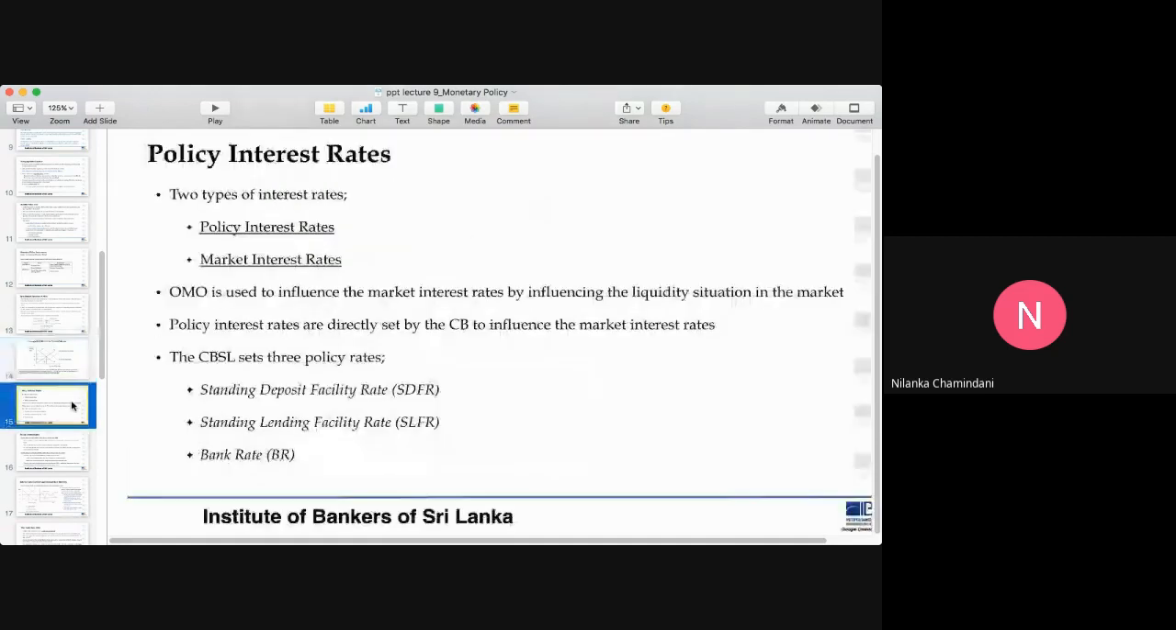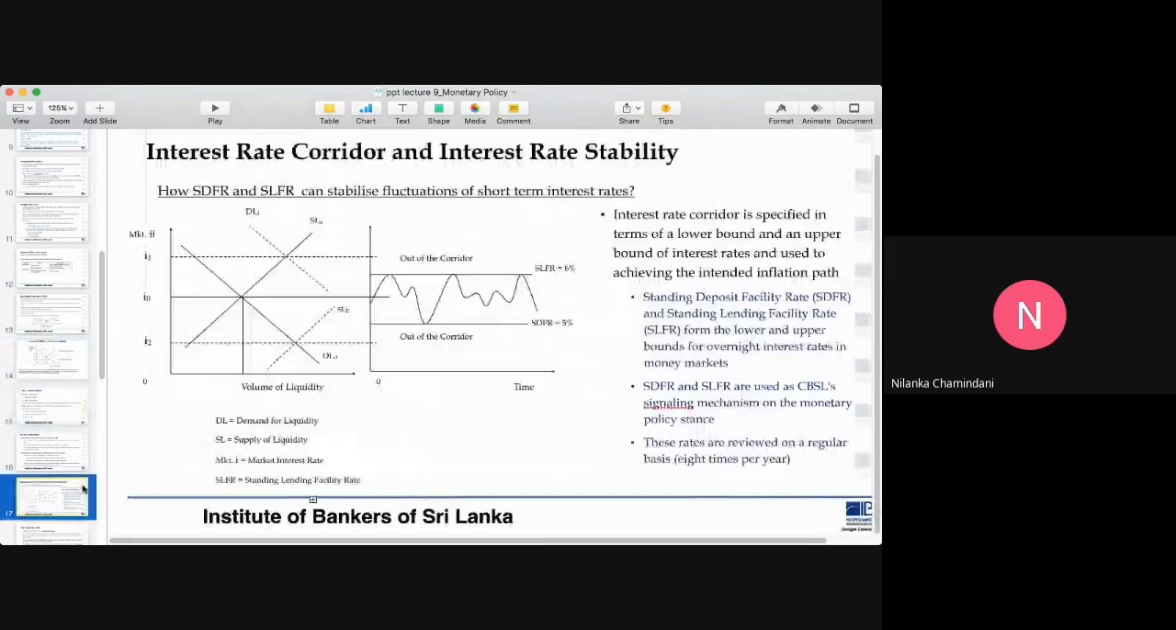Then we discussed the policy interest rates, and then the interest rate corridor as well. The interest rate corridor is specified in terms of a lower bound and an upper bound of interest rates, and is used to achieve the intended inflation path. So we are going to achieve that target inflation rate under the flexible inflation targeting framework. The ultimate objective is to maintain inflation at a target level, not the predicted level but the targeted level.